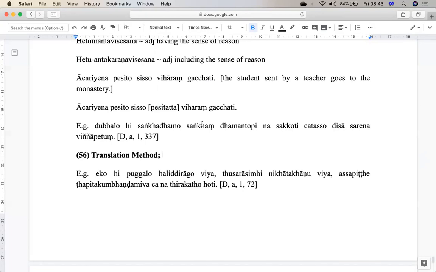So here, Dobalohi Sinka Damo, Sinkan Damando B, Na Sakodi, Jadaso Disa, Serena, Wenya Bido. Dobalo means weak, an adjective to the Sinka Damo. Sinka means conch shell, so a kind of musical instrument.